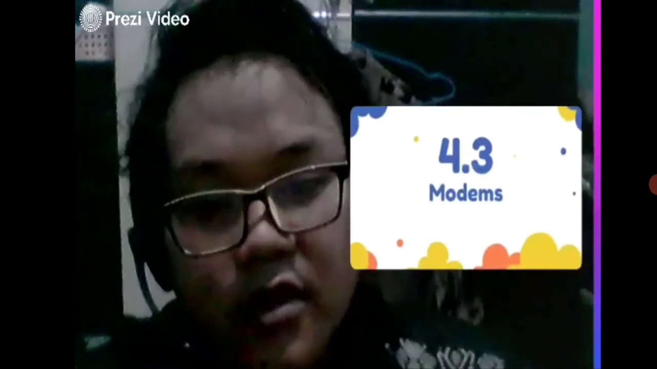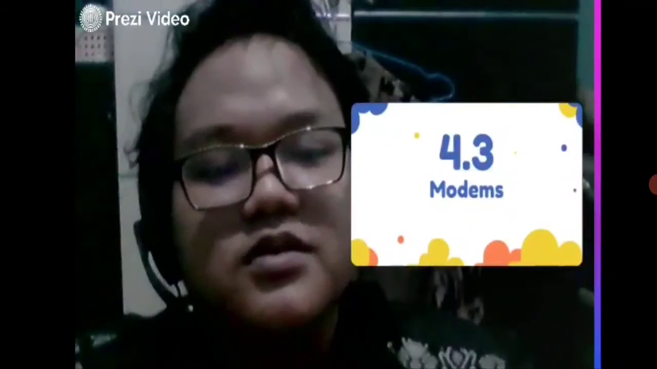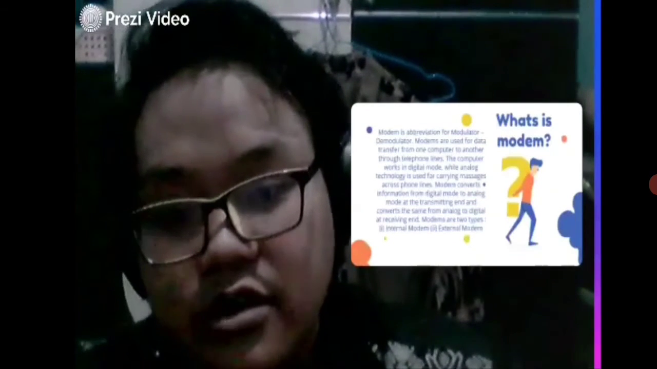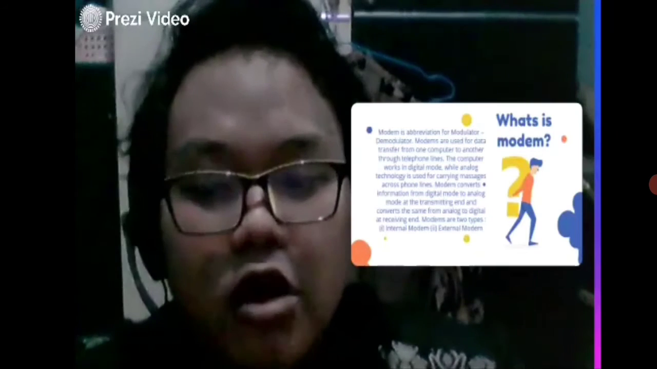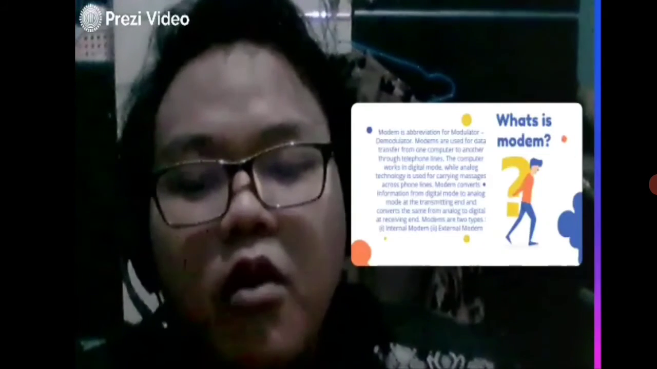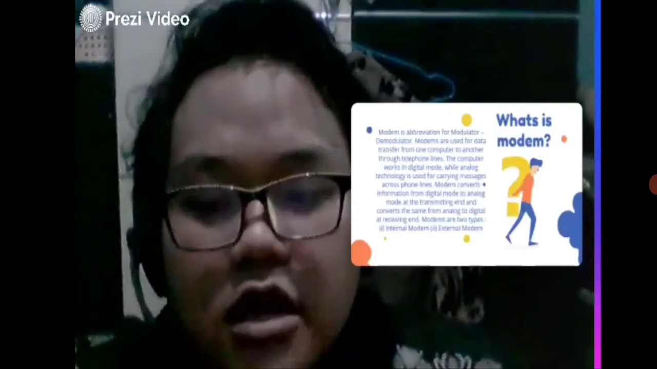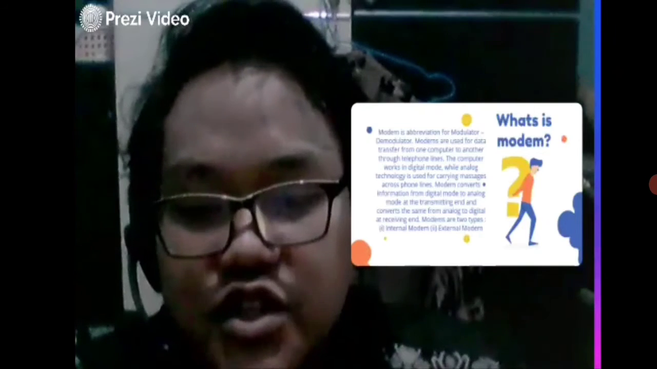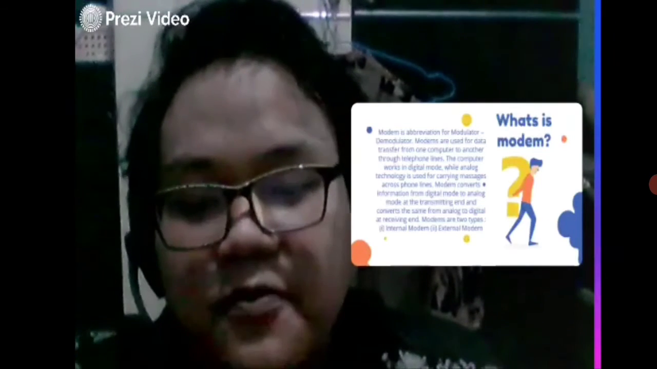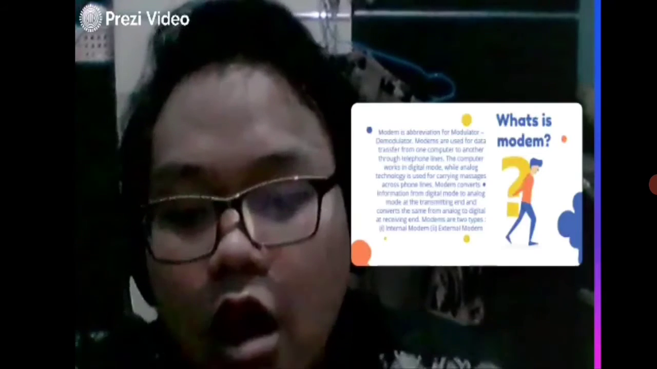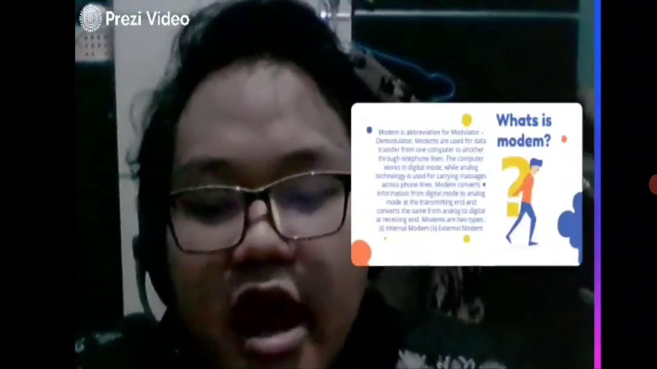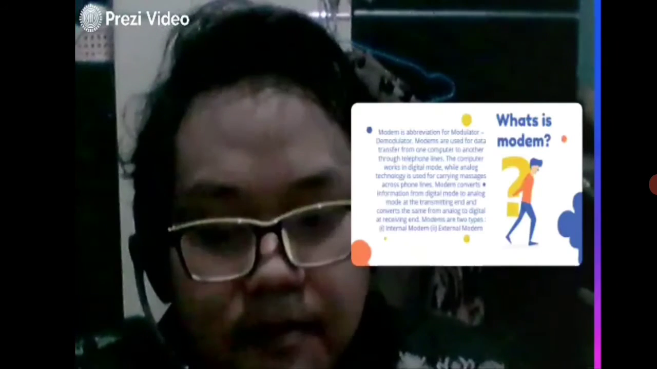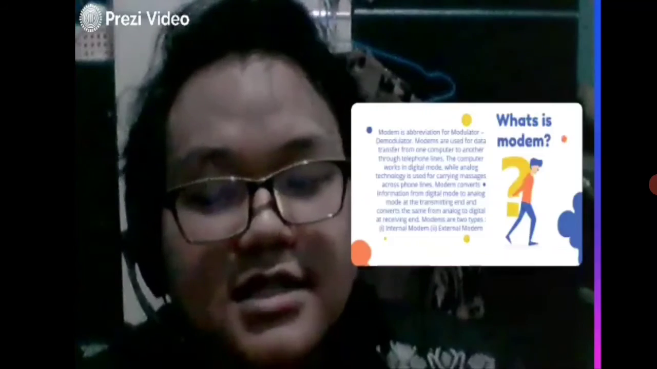You can see in chapter 3 we want to talk about modem. What is a modem? Modem is an abbreviation for modulator-demodulator. Modems are used for data transfer from one computer to another through a telephone line. The computer works in the digital mode, while analog technology is used for carrying messages across the phone lines. A modem converts information from the digital mode to analog mode at the transmitting end and converts it from analog to digital at the receiving end. Modems are of two types. Number one is internal modem and number two is external modem.